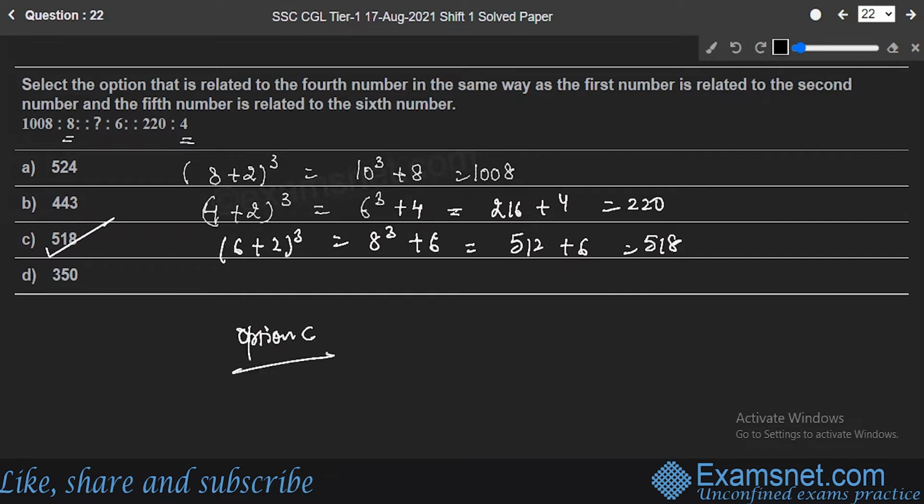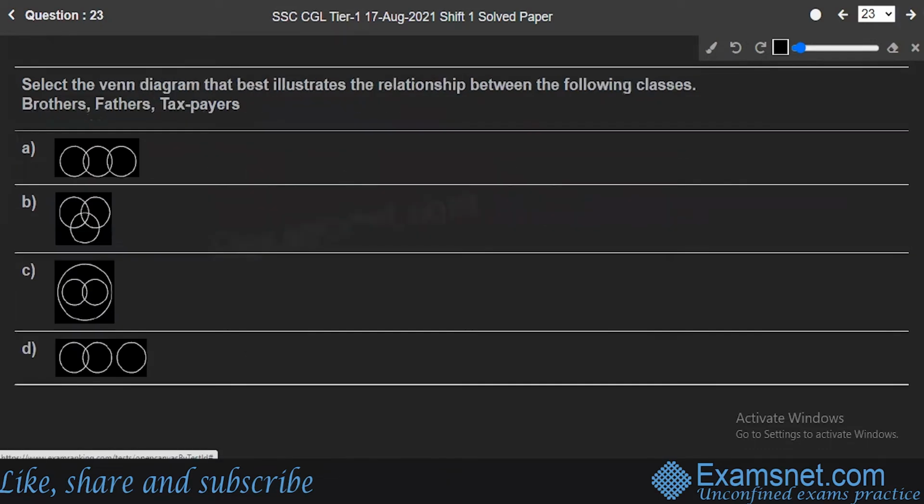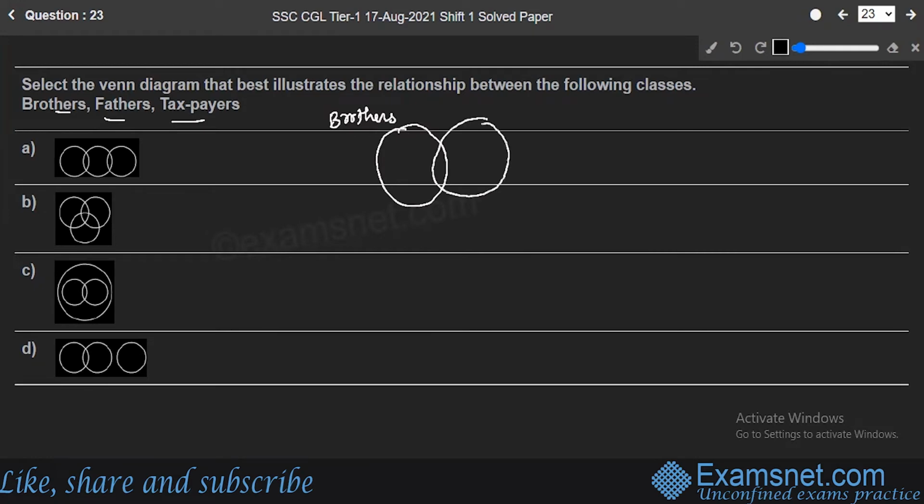Let's move to the next question, number 23. Select the Venn diagram that best illustrates the relationship between the following classes: brothers, fathers, taxpayers. First of all, here is an entity. This is brothers. Here is fathers. So some brothers may be fathers and some brothers may not be fathers. Similarly, some fathers may be brothers, but some fathers may not be brothers.